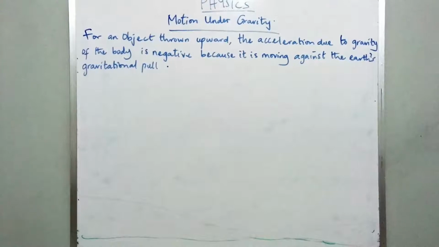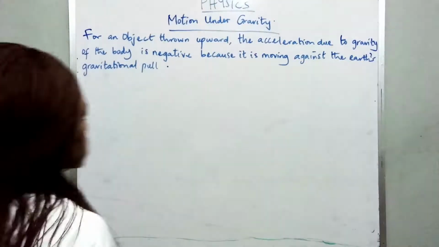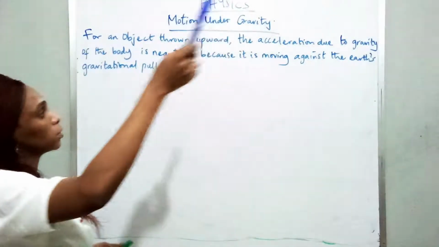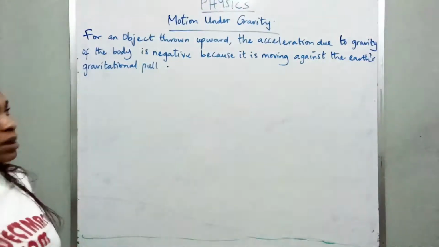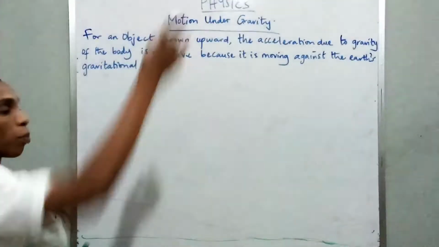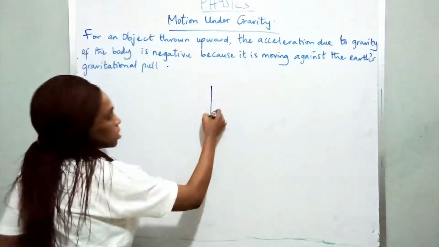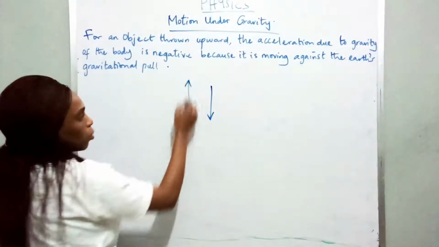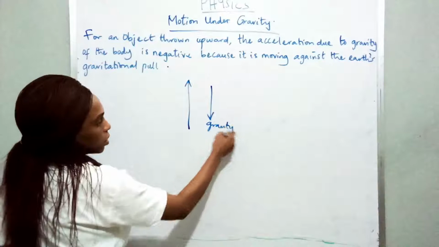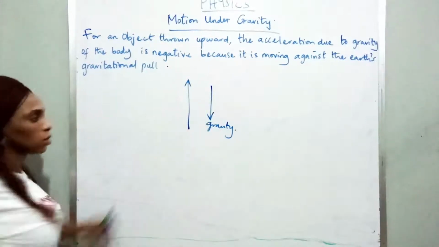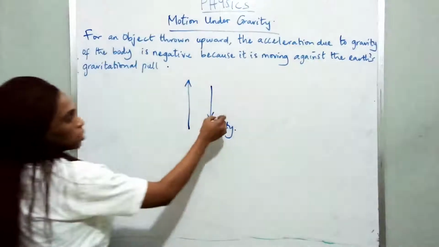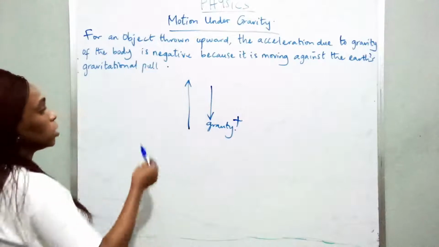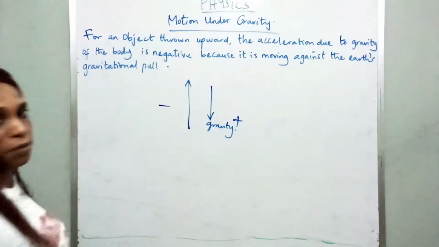Motion under gravity. Now, for an object thrown upward, when I throw this marker upward, the acceleration due to gravity is negative because I'm throwing it up against gravity. Gravity is acting downward. While I'm throwing this up, it's acting upward. This is gravity, downward. This is acting upward. So that means if this is positive, then definitely, because it's moving in the opposite direction, it will be negative.